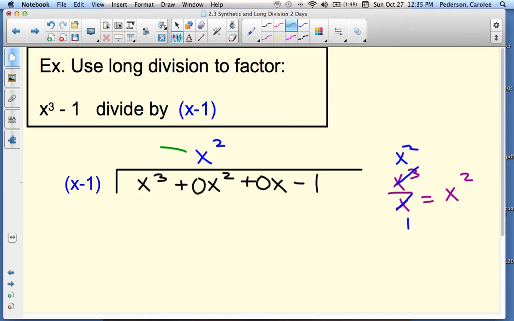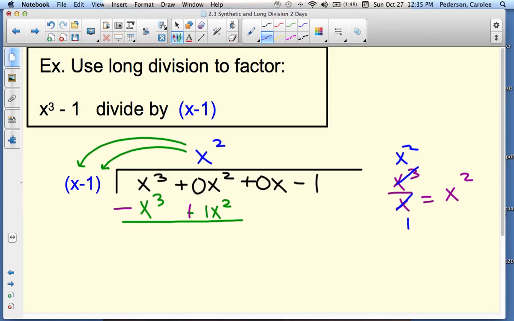Now we're going to multiply x squared to negative 1. We get negative 1x squared. And then x squared times x is x cubed. Subtract, so we change the signs. X cubed minus x cubed is 0. 0x squared plus 1x squared is 1x squared. And then bring down the 0x.